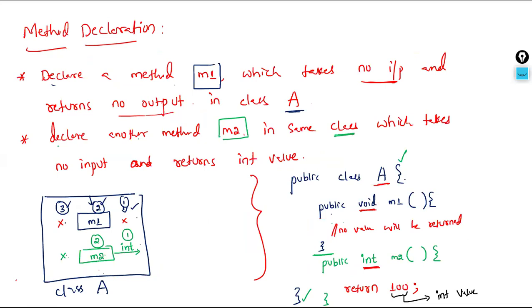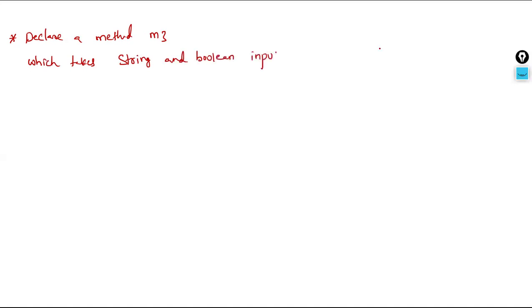Okay. Next requirement. Let me write the next requirement, please, and I want you to try. Just give it a try. You can write in your books. Declare a method yum3 which takes string and boolean inputs and returns no value.